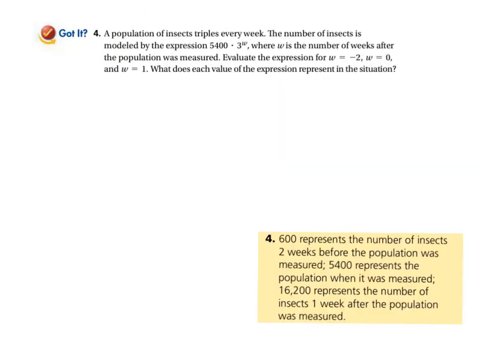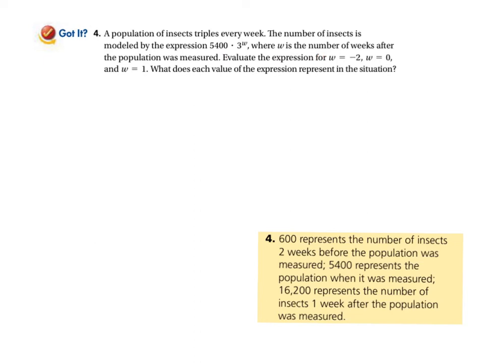So here we have a similar problem. A population of insects triples every week. The number of insects is modeled by the expression 5,400 times 3 to the w, where w is the number of weeks after the population was measured. So here, obviously, when we first measure it, start thinking to yourself, 3 to the 0 power, that's the starting point, is 1. 1 times 5,400 is 5,400. So when I first measured it, I got 5,400 of whatever they are, insects.